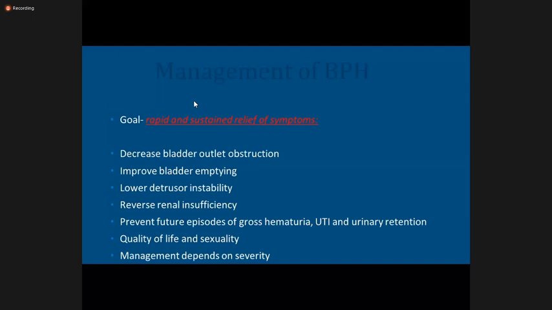So the goals of treatment are to decrease bladder outlet obstruction, improve bladder emptying, lower urinary tract instability, and reverse renal insufficiency, which, as I have already told you, is because of the prostatic hyperplasia causing back pressure, and the patient has hydroureter and hydronephrosis. Also to prevent future episodes of gross hematuria, UTI, and urinary retention. So the quality of life and sexuality would be improved with the treatment. The management depends on the severity.